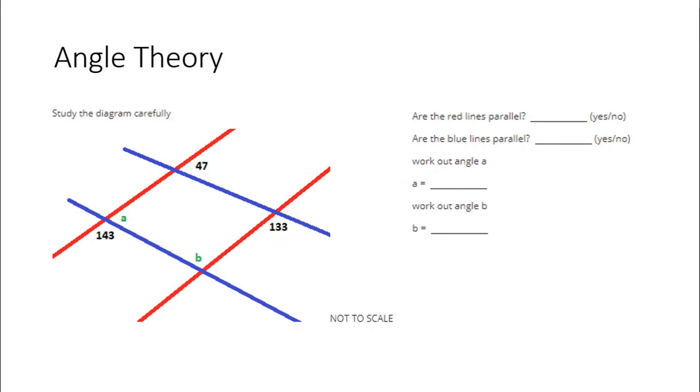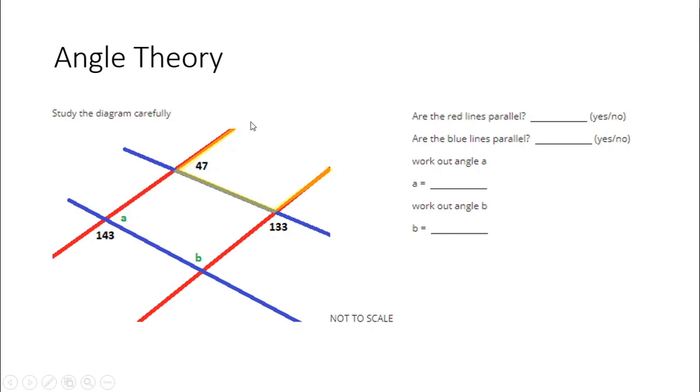Right, last question, and it is a difficult one. Look at the diagram carefully, but note that it is not to scale. So don't assume that these red lines are parallel and these blue lines are parallel, even though they may look it. Our first question, are the red lines parallel? Let's see. If these red lines were parallel, what rules could we be certain of?